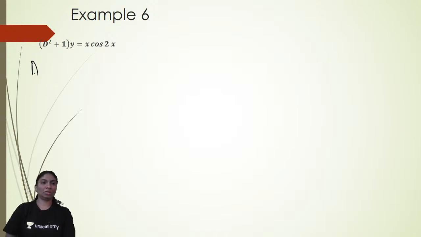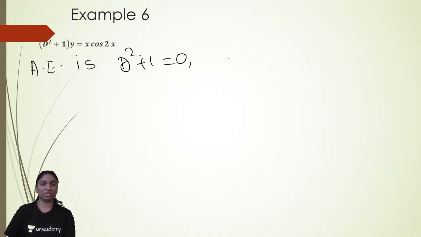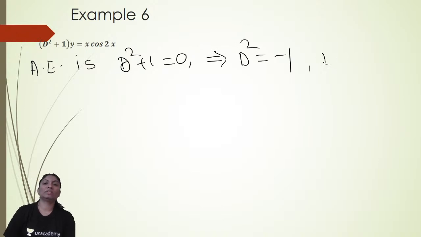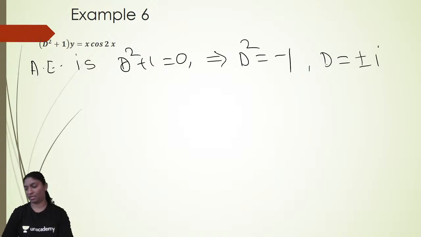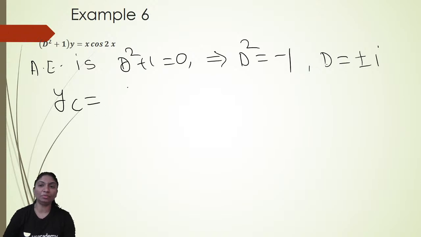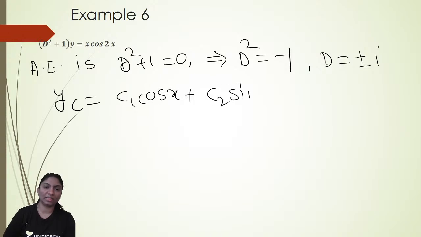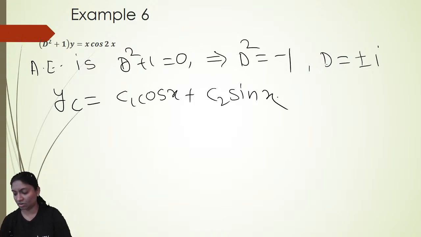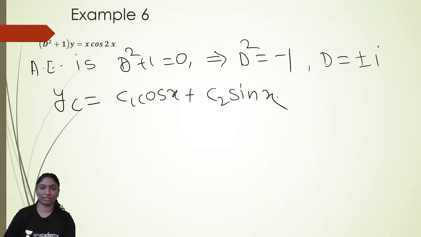Now see. The auxiliary equation is D square plus 1 is equal to 0, which implies D square is equal to minus 1. So D is equal to plus or minus i. This is very simple. So you will get yc is equal to, here alpha is equal to 0, so e raised to 0 x, that is 1. So yc is equal to c1 cos x plus c2 sin x. Okay, so yc is equal to this.